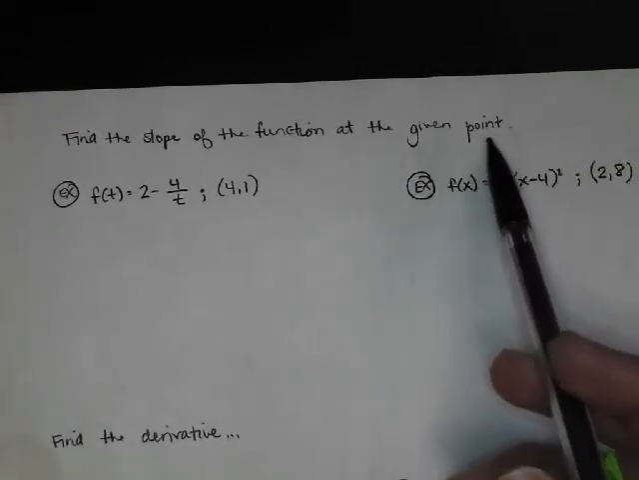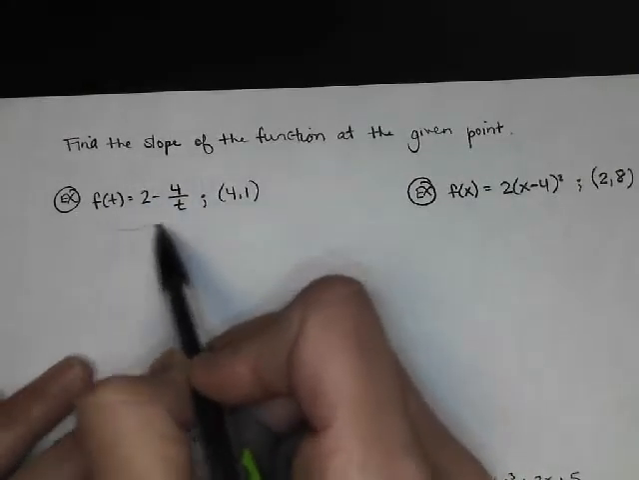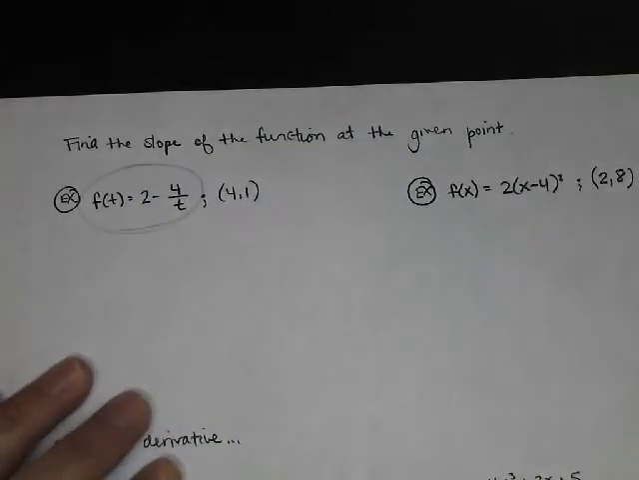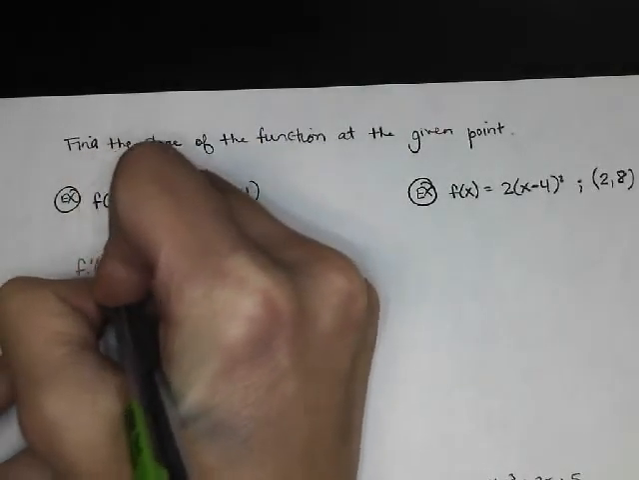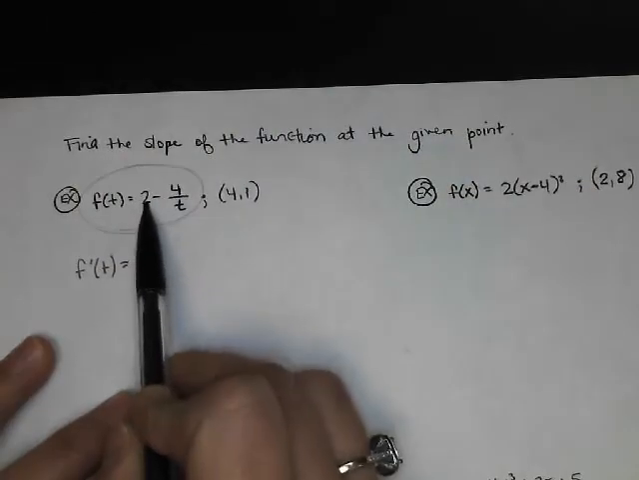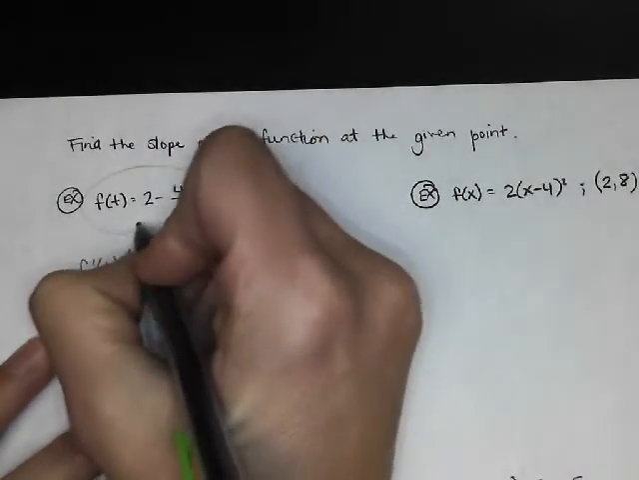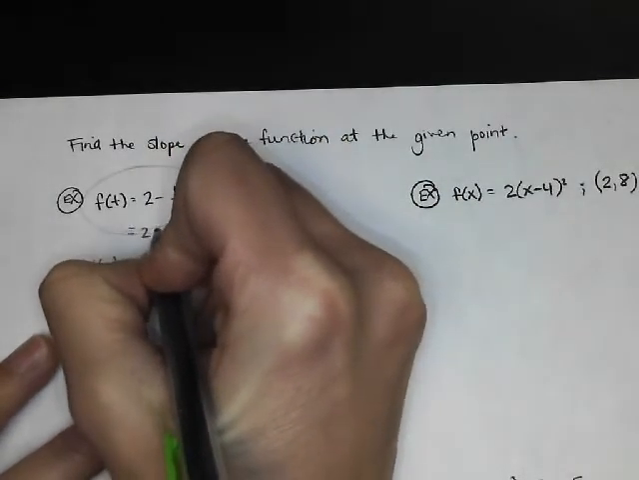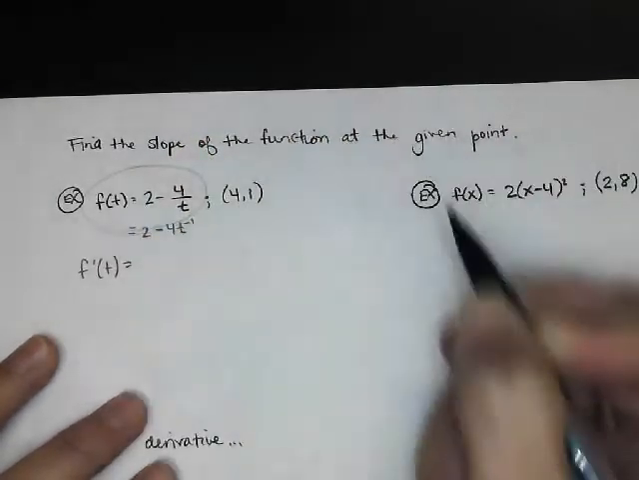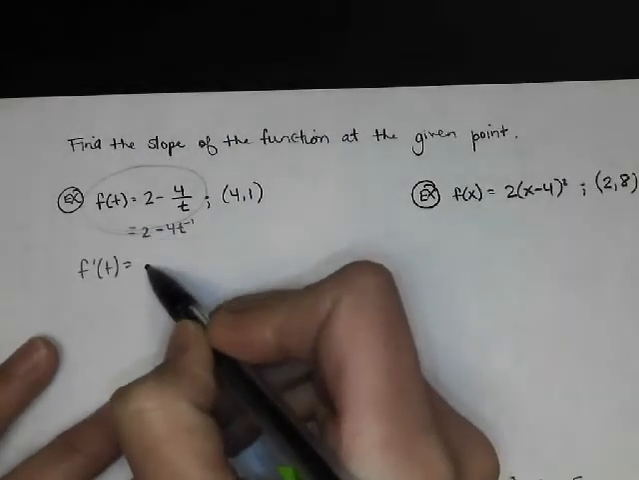So find the slope of the function at the given point. So we're essentially going to evaluate this derivative of this function at 4. So first let's find f prime of t by taking the derivative of 2, which is just 0, and the derivative of negative 4 over t. Now that I would want to rewrite, so minus 4t to the negative first. So again, the derivative of 2 is 0.